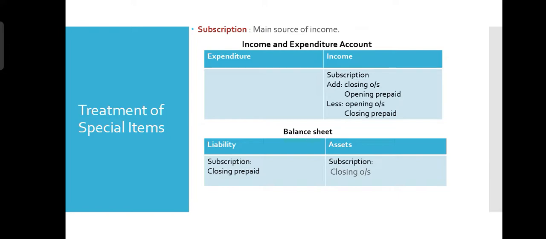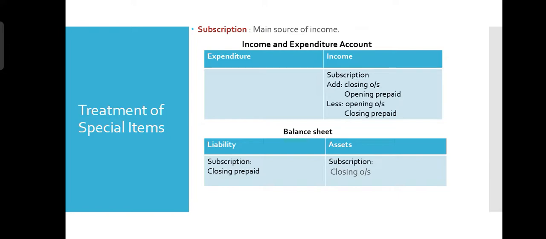Then in the balance sheet, subscription will appear on both the liability side and on the asset side. On the liability side, you have the closing prepaid. Closing prepaid of subscription shows the amount you have received, but it has not become due. So until it becomes due, it is a liability for you. Okay, you have received it, so it is a liability for you. So you will show that on the liability side of the balance sheet.